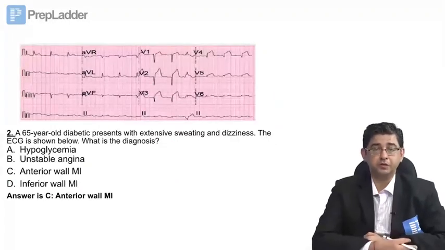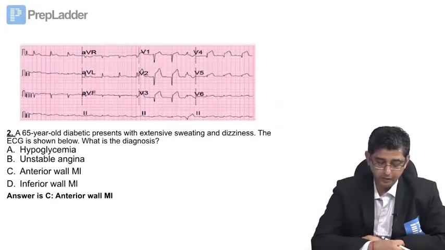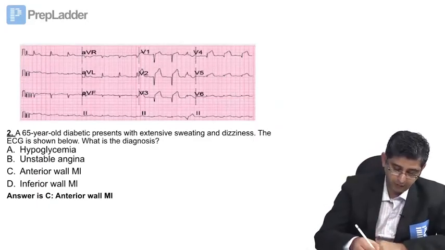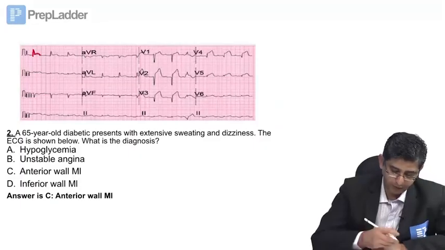Moving to the next question, a 65-year-old diabetic presents with extensive sweating and dizziness. The ECG is shown below. What is the diagnosis? If you look at the leads in the patient, especially right away, if you look at lead number 1, you will notice a very peculiar configuration in lead number 1.